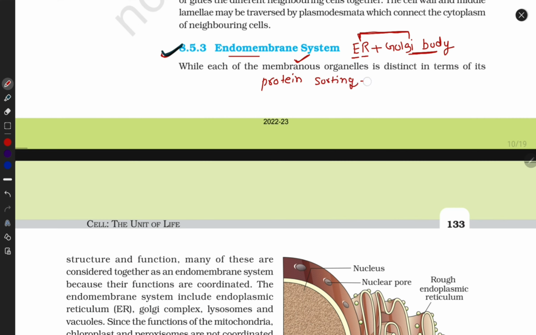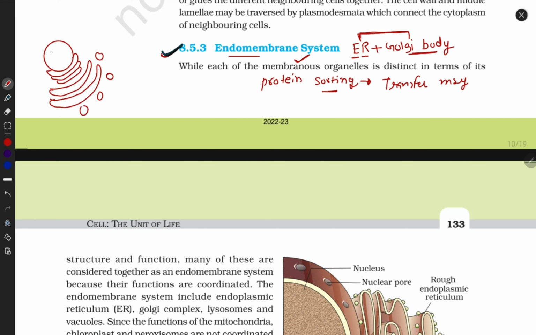Now what is protein sorting? They produce and transfer messages from one organelle to another organelle. How? This is the nucleus. Assume now this is the nucleus. Here the ER will attach, and here the Golgi body.